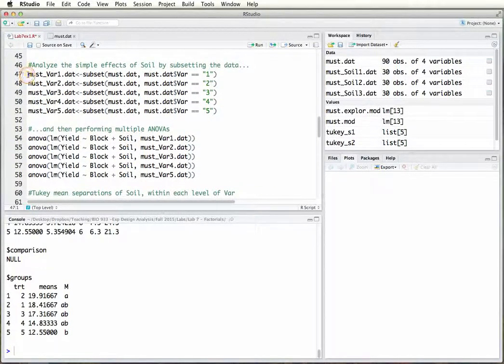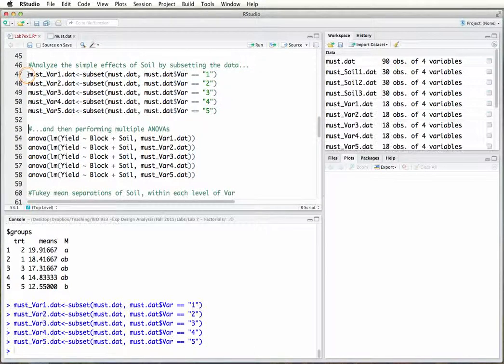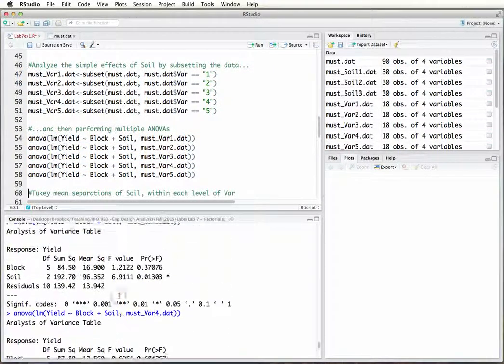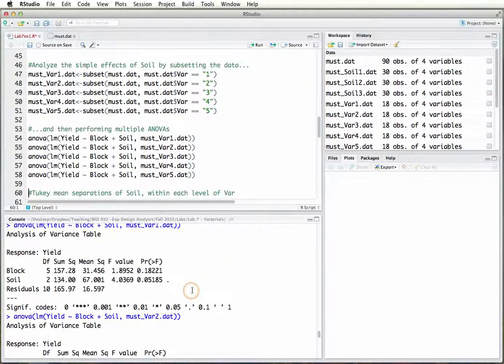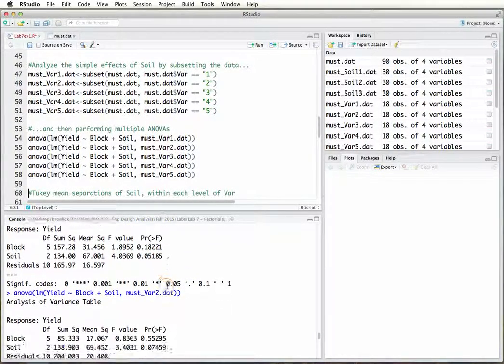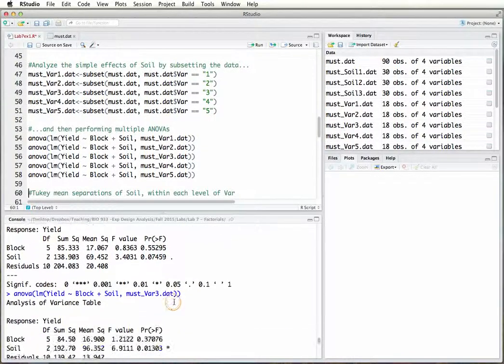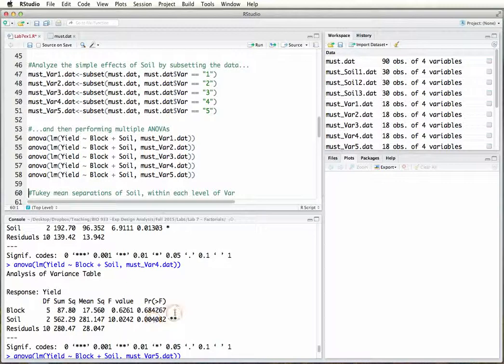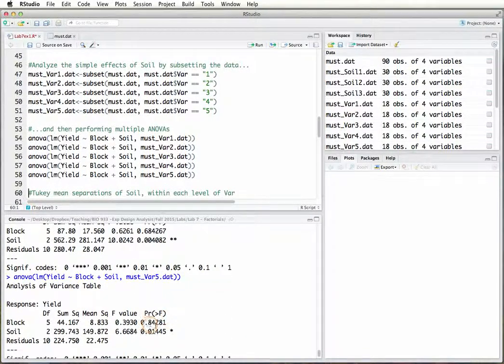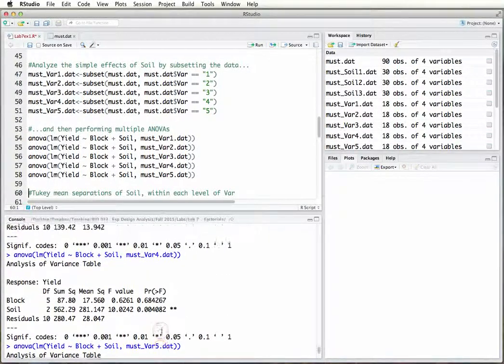And let's go ahead and do all that so we can create all the subsets. We'll run all the ANOVAs, and let's go back and look at them. So here, for variety 1, we see a marginal effect of soil. For variety 2, also kind of marginal. Variety 3, it's a little more significant. Variety 4, it gets more significant by an order of magnitude. And variety 5 is also slightly significant. So the significance bounces around just a little bit.